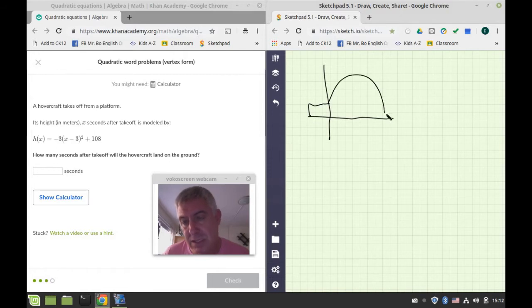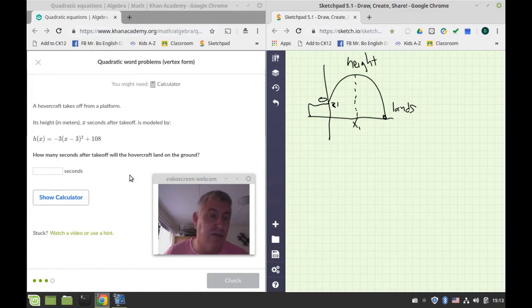Okay, so we've actually got exactly the same problem with the same formula. So here's our hovercraft taken off from a platform, and before we found out that it was 81. We could be interested in how many seconds, or how high, or with the 0 when it lands. So what's the question? How many seconds after takeoff will the hovercraft land on the ground? So it wants to know, when does it land? What's the x value when it lands? And how do we find that?